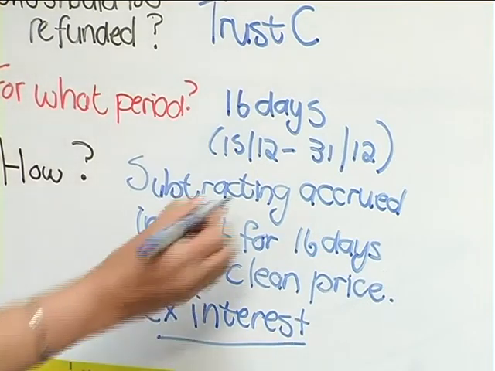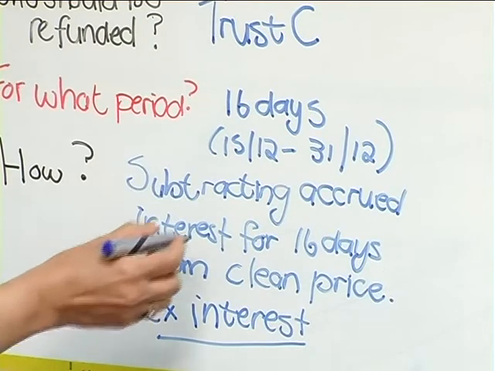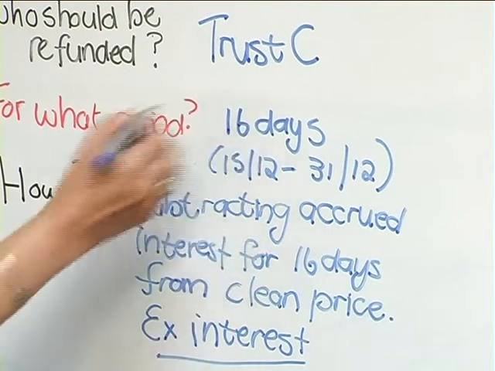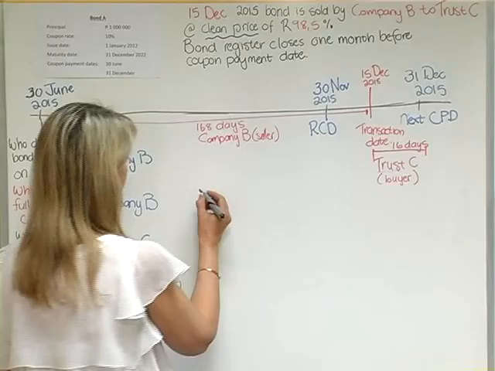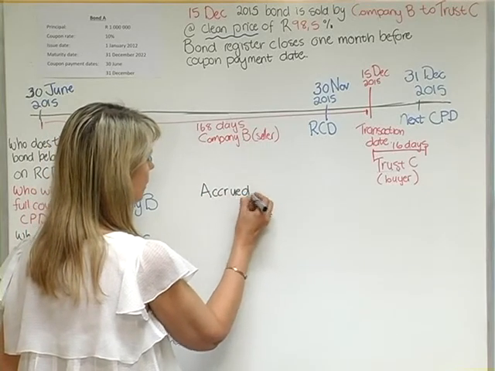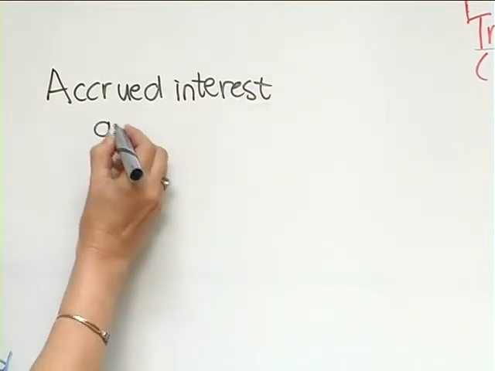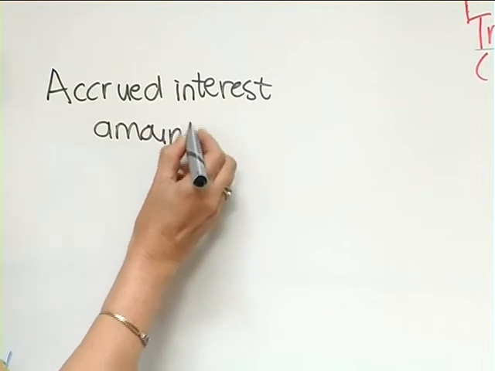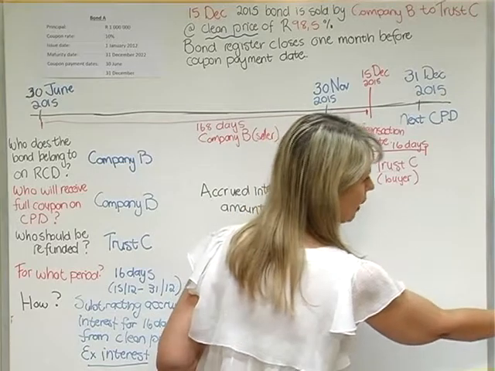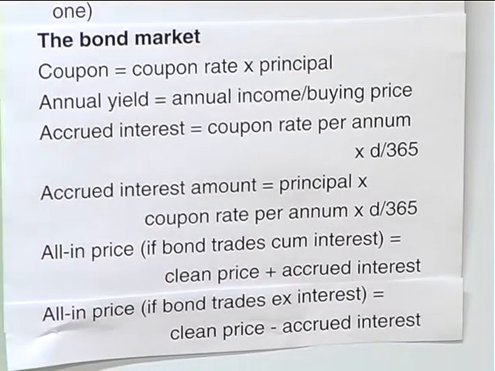You take away the accrued interest that is owed to Trust C. You make the price that is going to be paid less by the amount of the accrued interest. The accrued interest amount, that's what we're going to calculate first. And we're going to use that same formula. Accrued interest amount is principal times coupon rate per annum times D divided by 365.